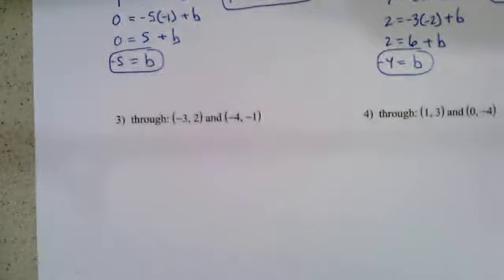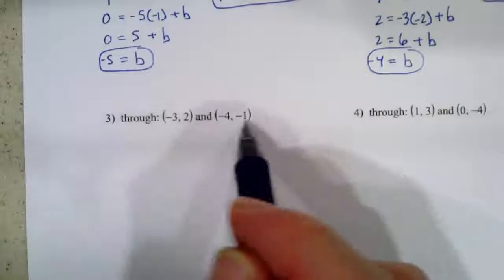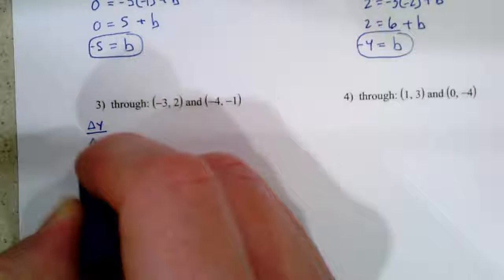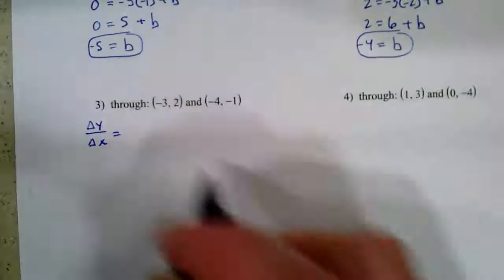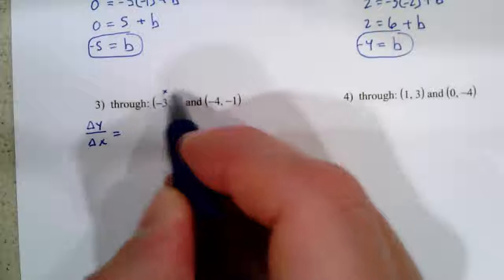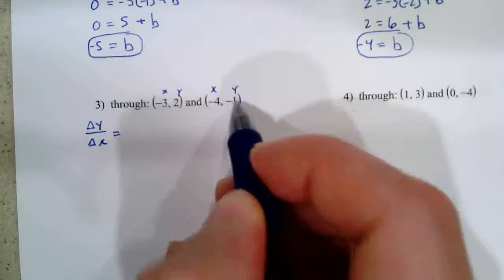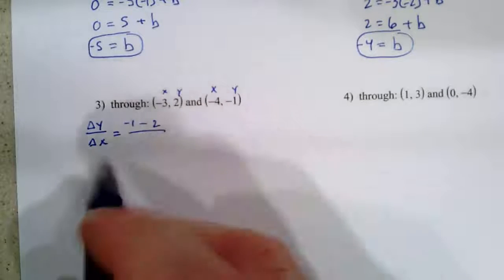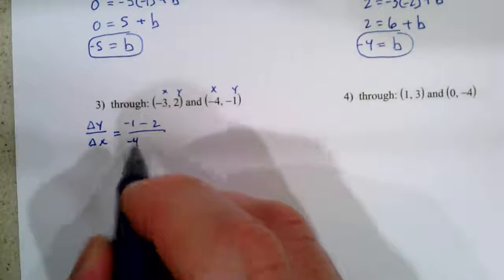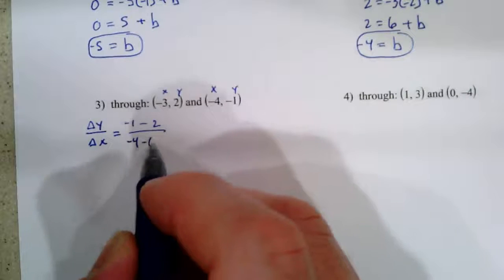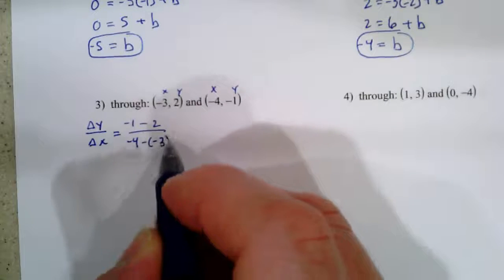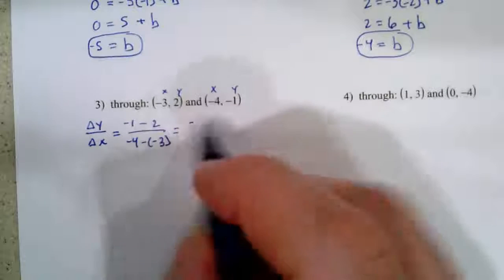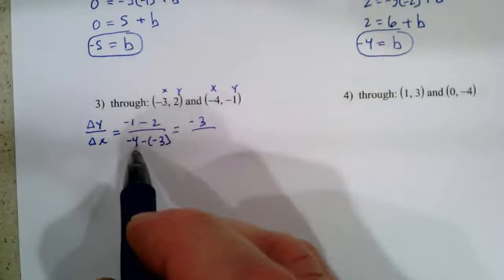Okay, next one. We've got negative 3, 2, negative 4, 1. So first again, find our slope, change in y over change in x. Our change in y is our ending y, negative 1, minus our beginning y, which is 2. Our change in x is our ending x, which is negative 4, minus our beginning x, which is negative 3. Negative 1 minus 2, it's 1 degree below 0, and it drops 2 more, total of negative 3.